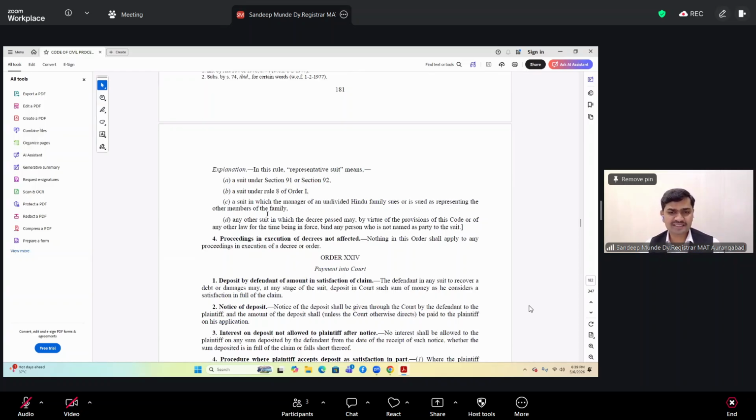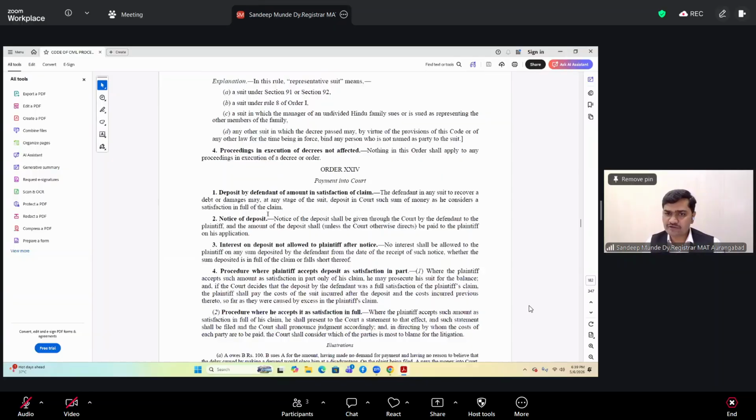Proceedings in execution of decree is not affected. Nothing in this order shall apply to any proceedings in execution of decree or order, because Order 23 is only applicable to the extent of withdrawal and adjustment of the suits. It will not affect the execution proceeding.